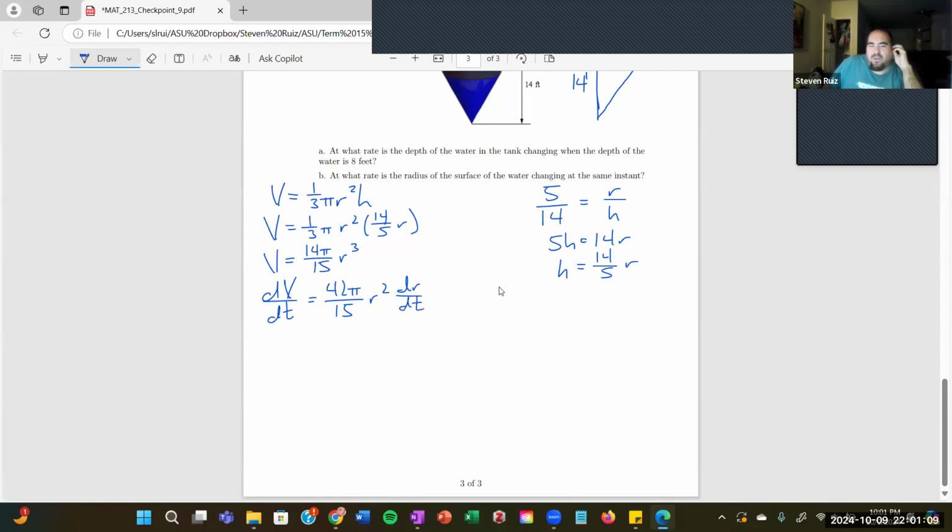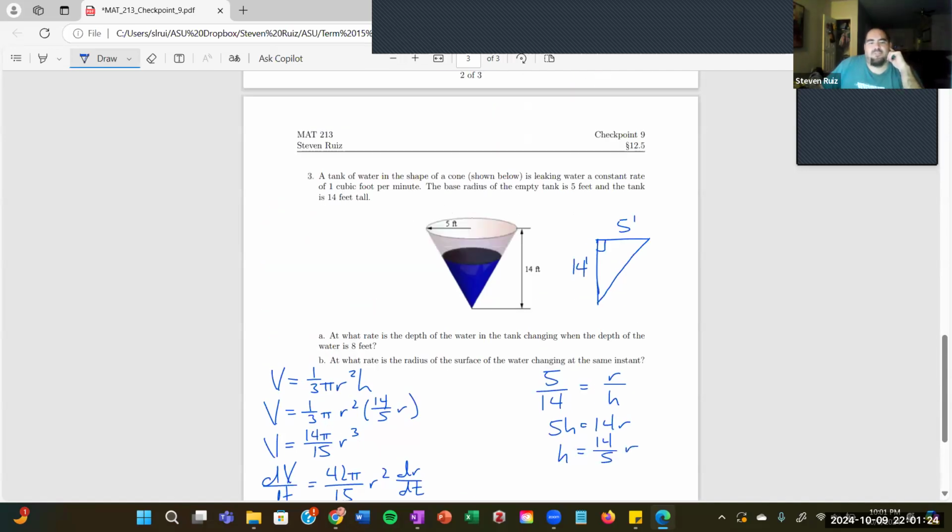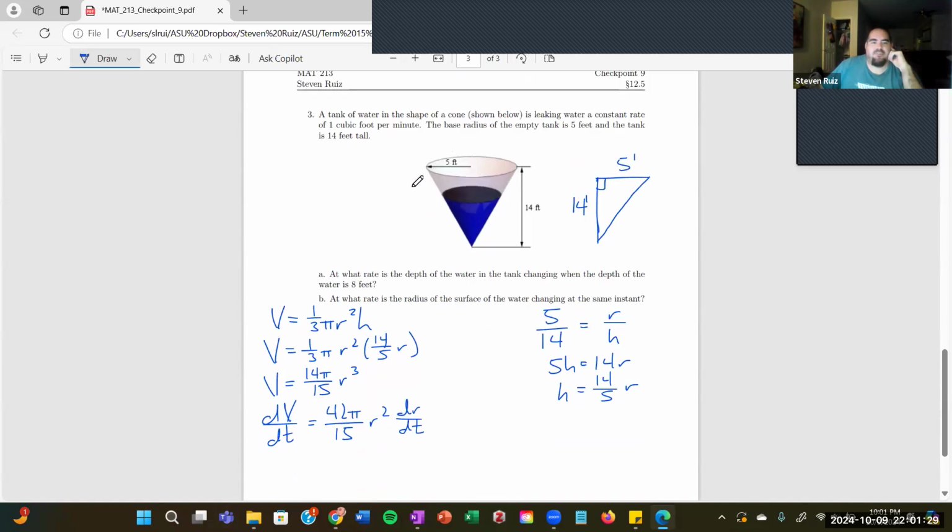So now for part B, what is the thing I'm solving for this time? At what rate is the radius of the surface water changing at this instant? So I think that's dr/dt. So dr/dt is the thing I'm going to solve for. dV/dt was the rate of change of volume with respect to time. That was given to us. That's a constant rate of -1 cubic feet per minute, which equals 42 pi over 15 times the radius squared.